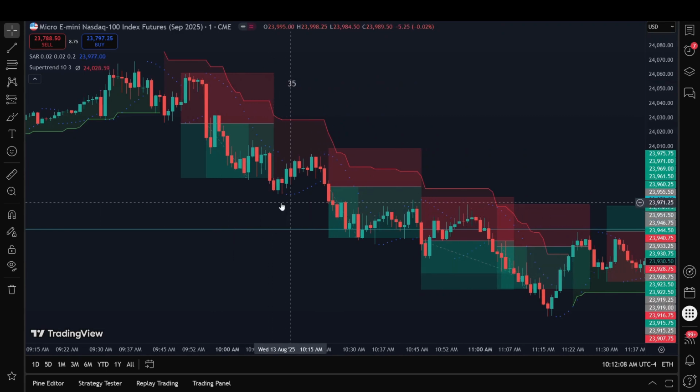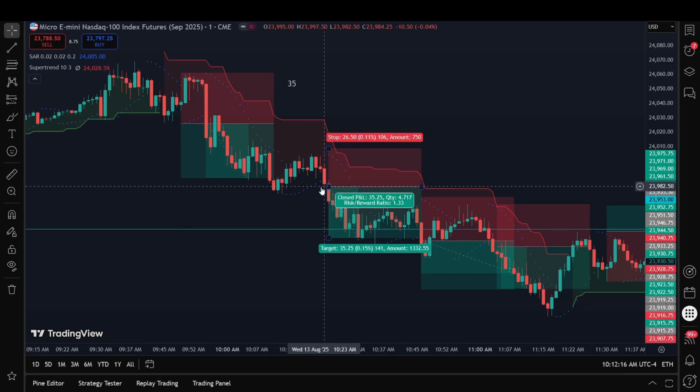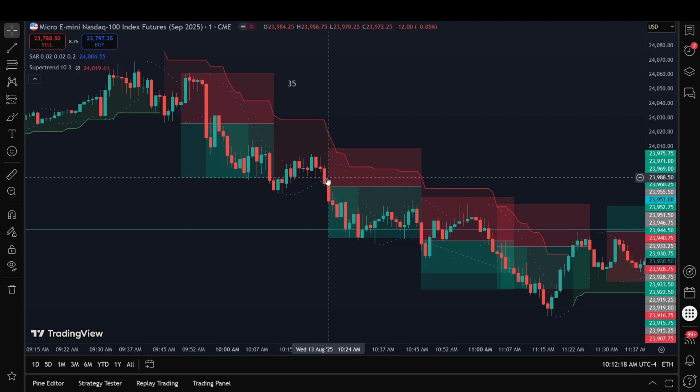Nice pullback. 1, 2, 3, ABC move. And you get the candle right here, entry there. I would have entered here, probably at the break of this candle on a regular pullback without these indicators, because that's an ABC on the 1 minute. But it's another 26 points.